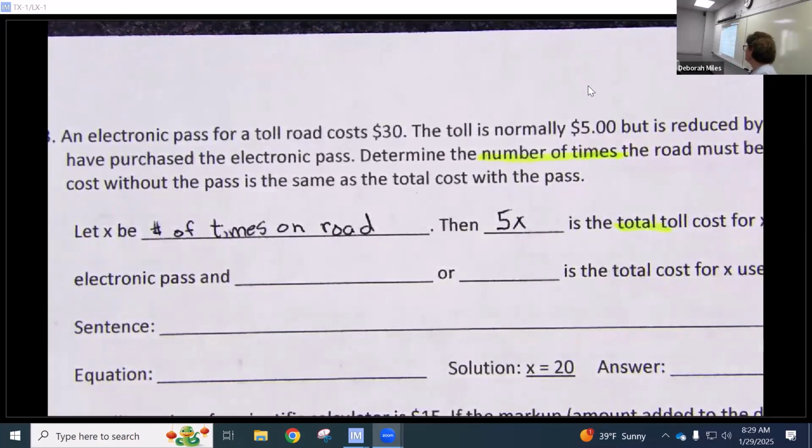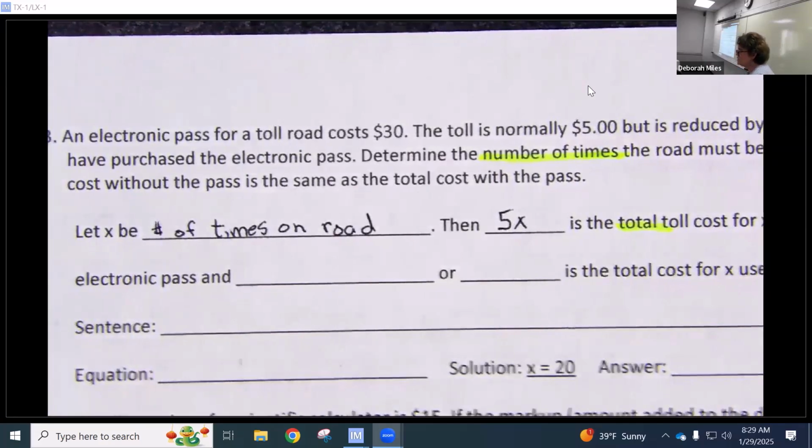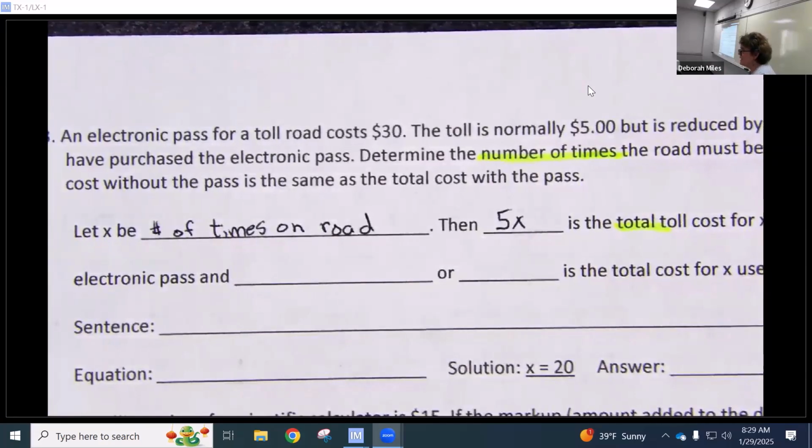5 times X is the total cost, not the cost each time, but the total cost of using that road X times if you have not bought the pass. Now, if you have bought the pass, how much are you paying each time? Just tell me how to calculate how much you're paying each time. You gotta tell me how.